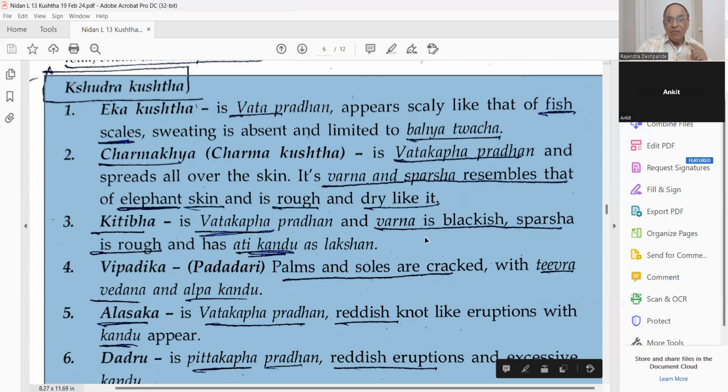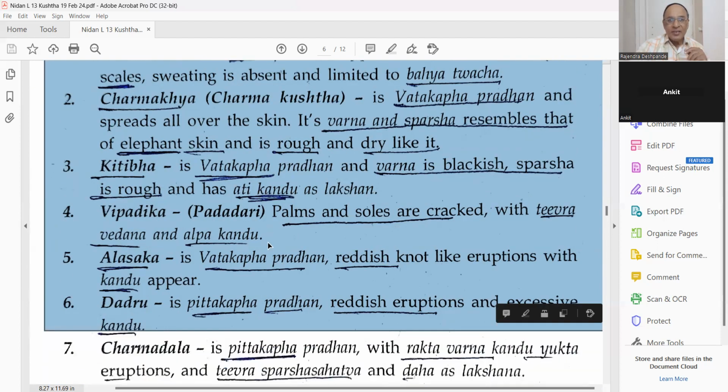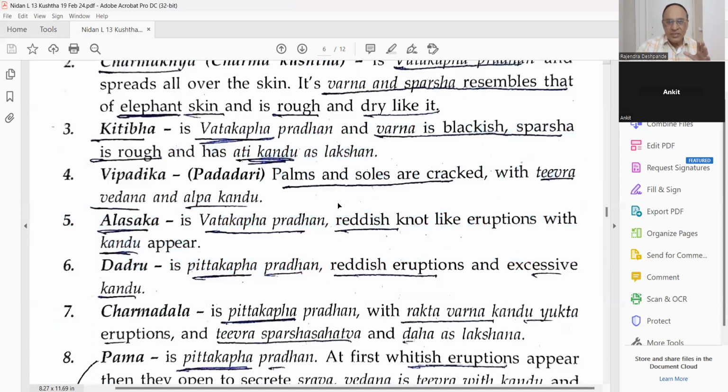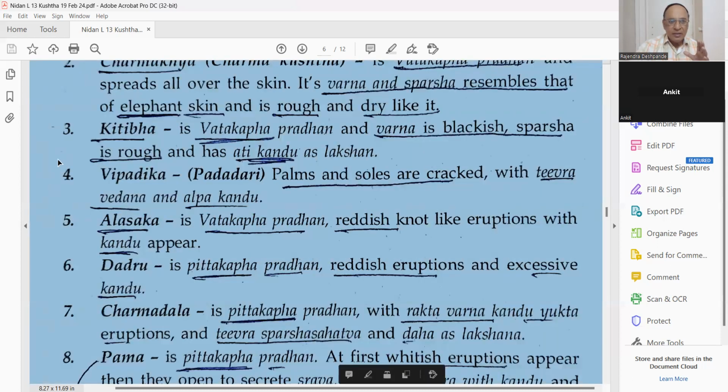Now Kitibha, that is Vata Kapha. Varna is blackish and Sparsha is rough, with Atikandu. The specialty is that Atikandu is there in Kitibha. Next is Vipadika, a very common disease in our general medical practice.